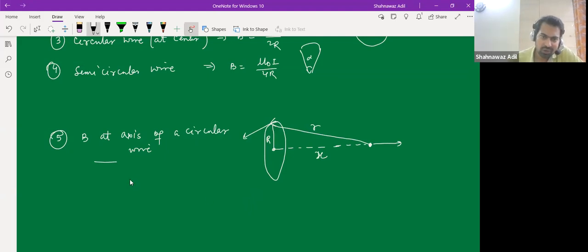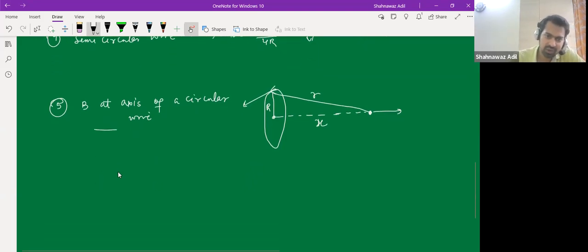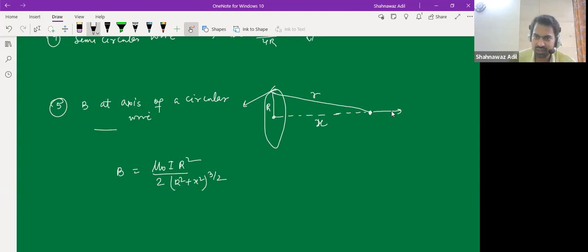So then we found out that the magnetic field is in this direction, and its magnitude is B, which is mu naught I by what? So what was the magnetic field, guys? Do you remember? Yes, mu naught I R square by 2 times R square plus X square whole to the power 3 by 2. Yes, good. And it was directed in this direction, right?